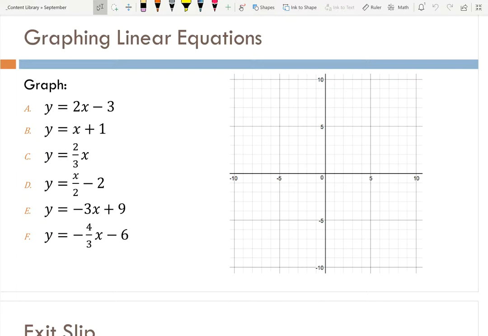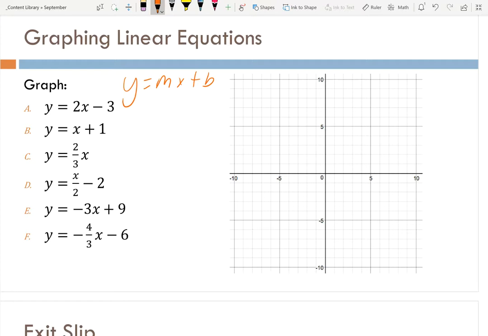Other than graphing. So what we're going to do is just practice graphing lines, a skill that we really need to be able to do when trying to solve systems. So y equals 2x minus 3. Now, every single one of these equations that I have made is set up in y equals mx plus b form, which is the slope-intercept form.